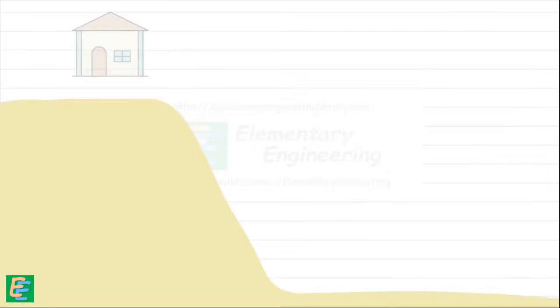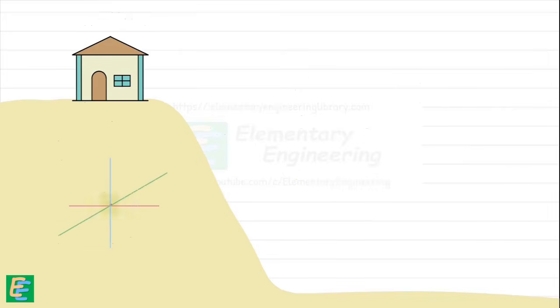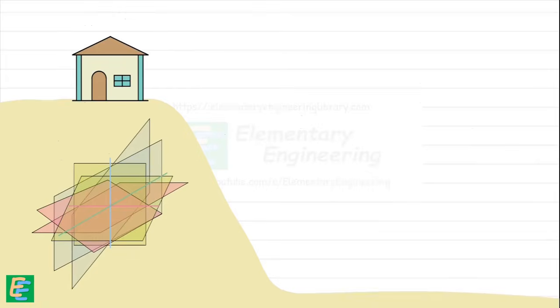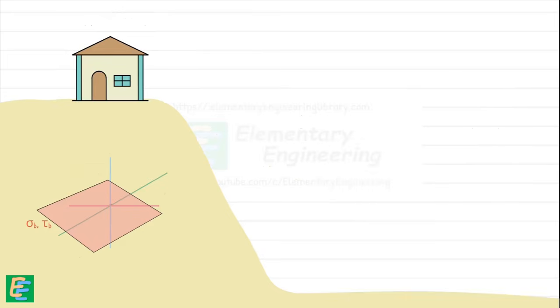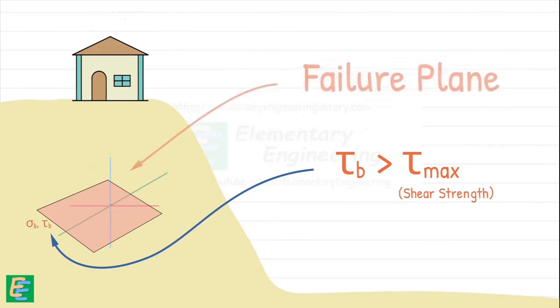When a soil is subjected to loading, it experiences stress at every point, all the way down to the bottom. At each point within the soil mass, we can imagine countless planes passing through it, each with different magnitudes of stresses acting on them. Generally, both normal and shear stresses act on each of these planes. On one of these planes, if the shear stress becomes higher than the shear strength of the soil at that plane, the soil fails. This plane is called the failure plane.